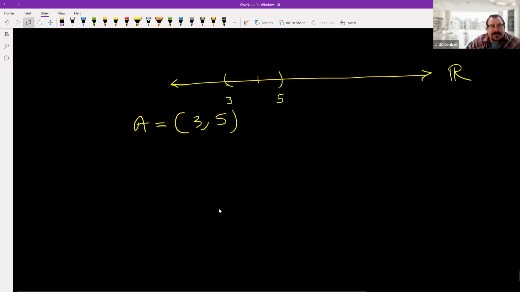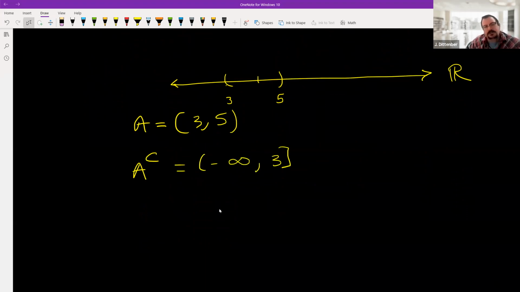So then not A would be from negative infinity to 3, including 3, in union with 5 to positive infinity. Okay, so that's how we would talk about not A, like this. This is an example.